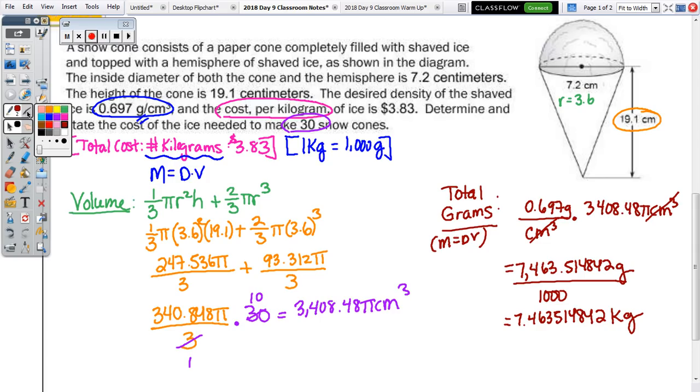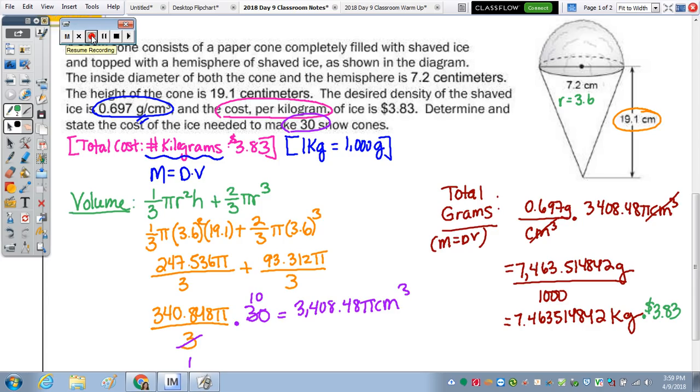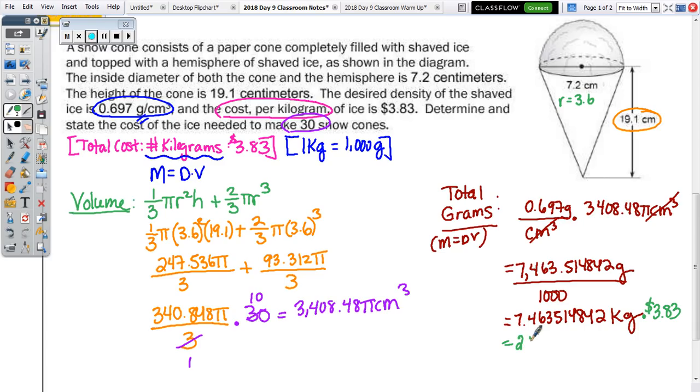Now to get my total cost, we're going to multiply that times the cost per kilogram of $3.83. And after typing that into the calculator, we get 28.5852614. Okay, but in terms of money, we want to go out two decimal places. So the total cost that we need in order to make 30 snow cones is $28.59.